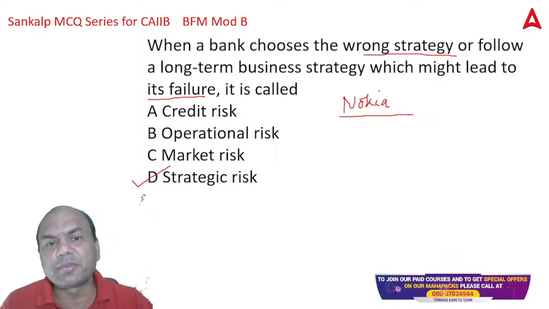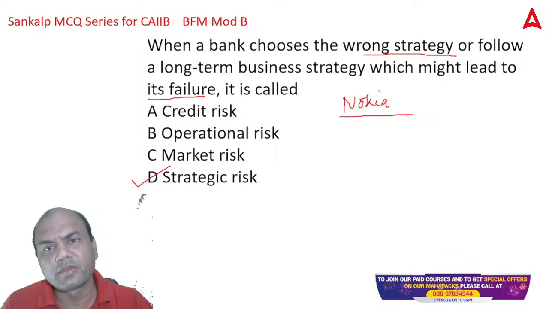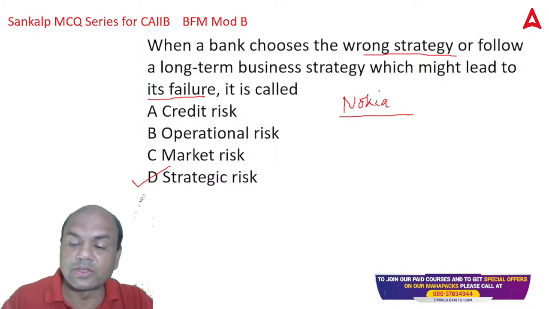Same thing happens with the bank. When the bank chooses a wrong strategy, it will go down, collapse. Okay, in the long run. So that's why this is known as strategic risk.